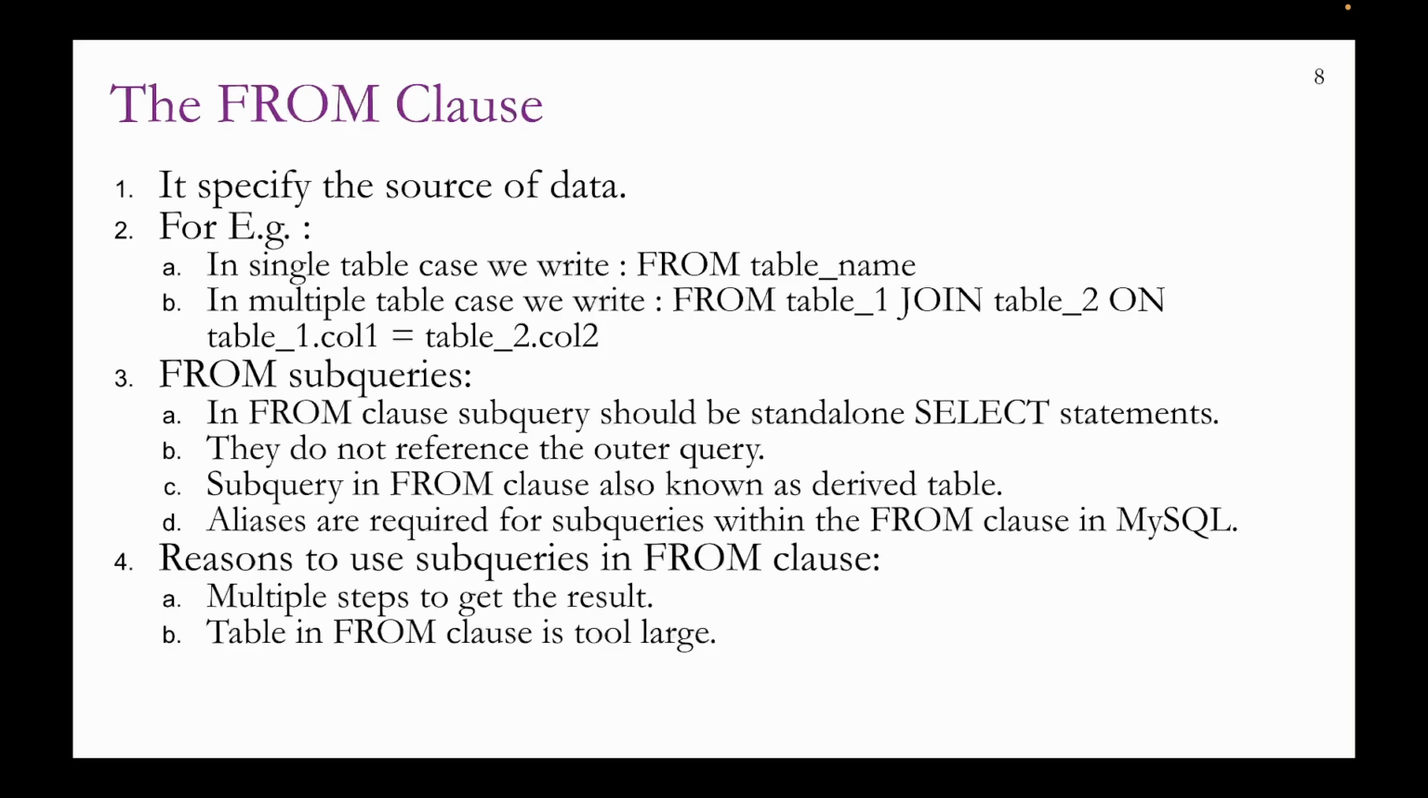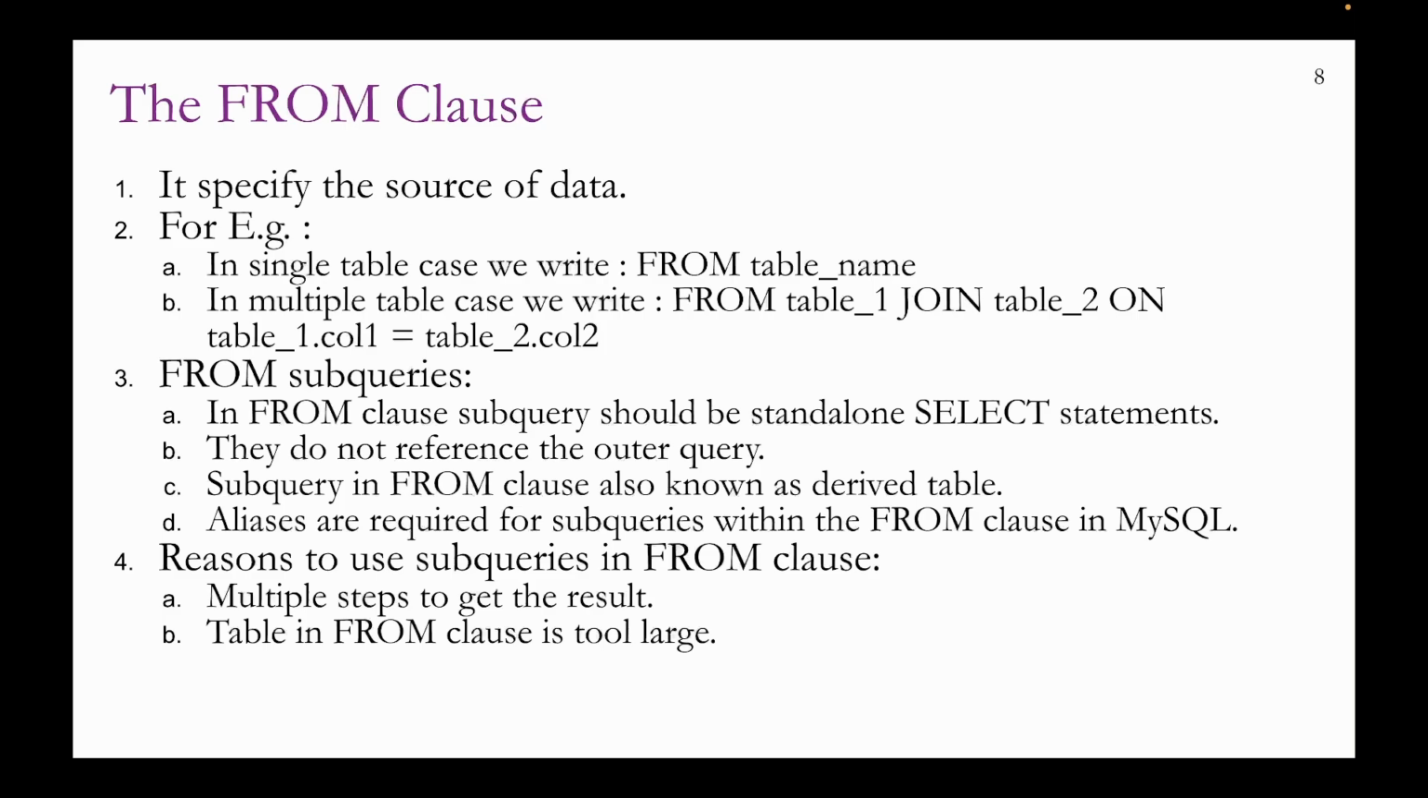But it should be kept in mind that the select statement in the from clause should be a standalone select statement, because the from clause is used to specify the source of data. If this select statement or subquery is related in some way to the main query, then it is like we have data but it is related to the main query, which will cause an error because we don't even have data yet. How can it be related to our query? A subquery in the from clause is also known as a derived table, because this is a table we will use to further do a query.